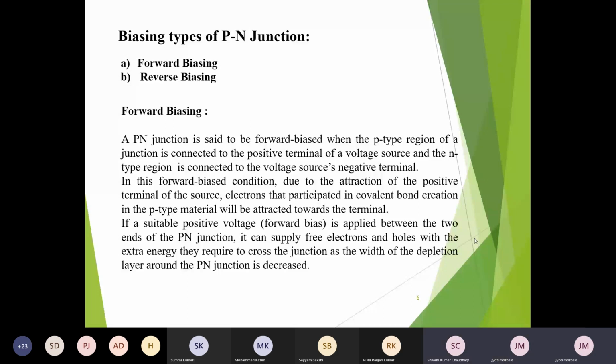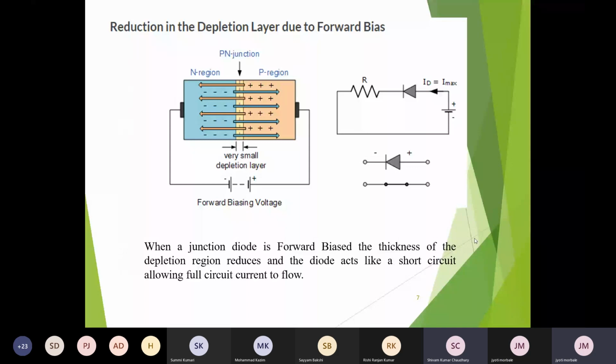Look at this diagram which is right in front of you, PPT number 7. This is called forward biasing. So here, the P region of the diode, that is the anode, is connected to the positive terminal of the external DC source. Below the DC source, it is written forward biasing battery terminal.